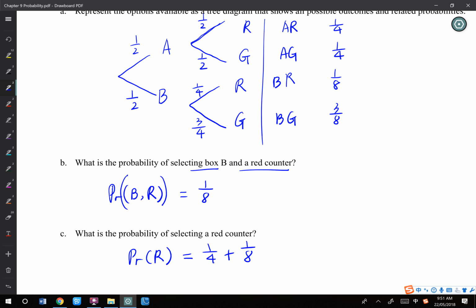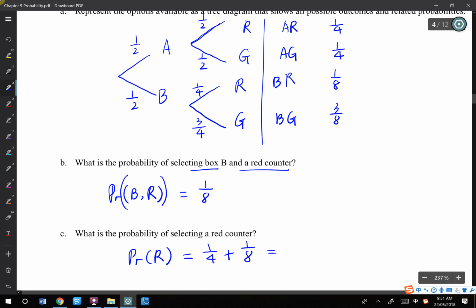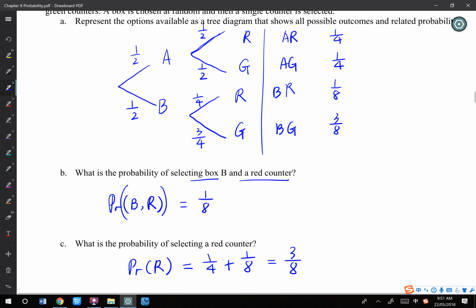Okay, I have red from box A and red from box B, so I have 3/8 for that. Do you care about which box it's coming from, or do you care about the color? Just the color. So if it's just the color, it came from both boxes.